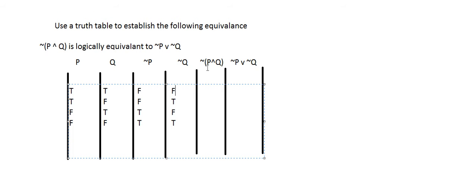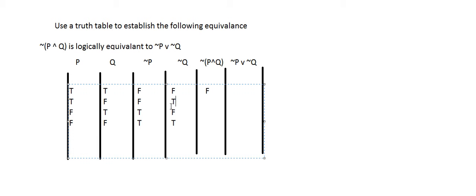So not (P and Q). With an and, both have to be true for the statement to be true. And then after that we will have to negate it. So P and Q, these two values right here, true and true, both are true, so the statement is true, but we'll have to negate it, so it would be the opposite of true, which is false.